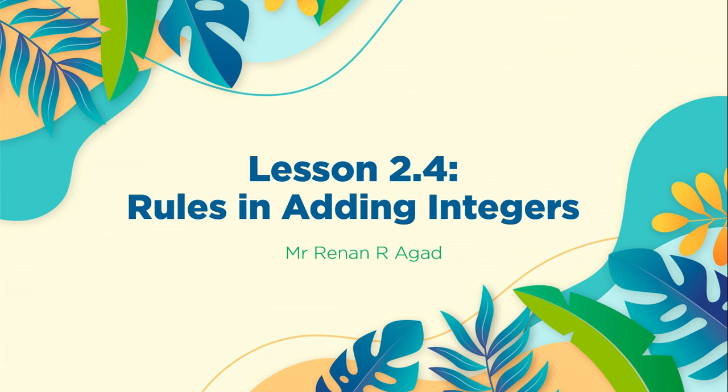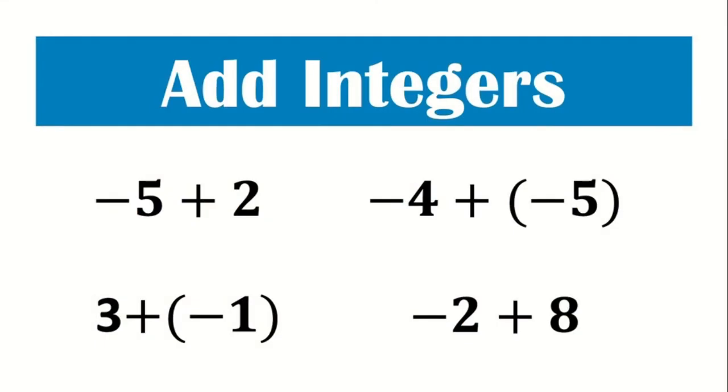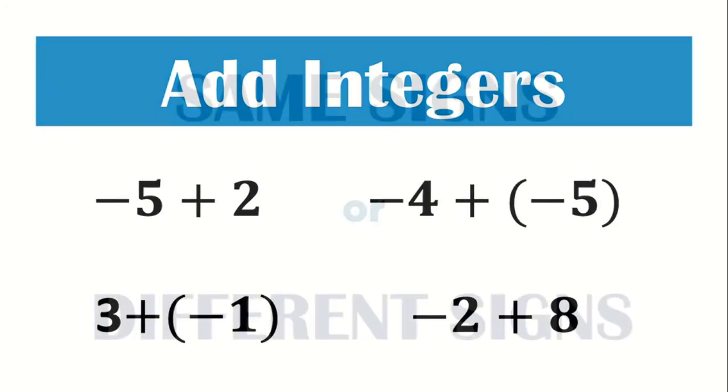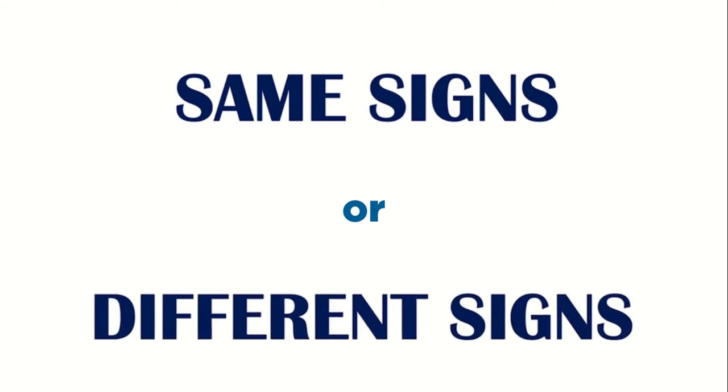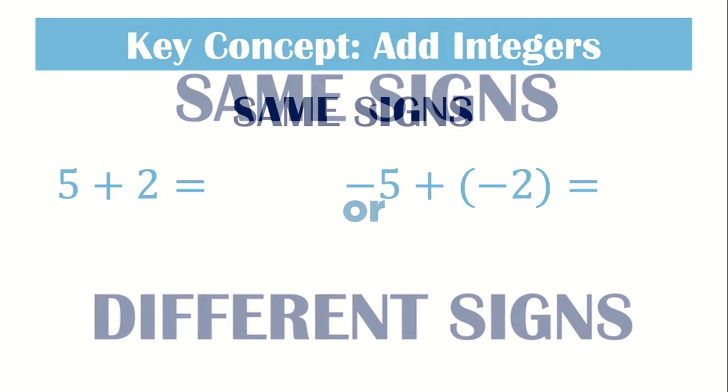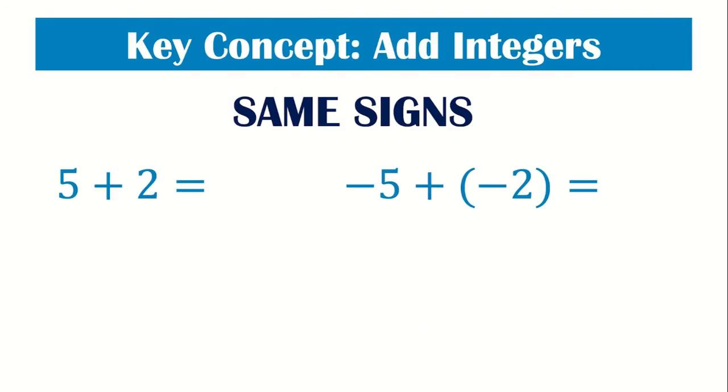Rules in adding integers. Here, we will learn how to add two integers. The rules in adding integers are divided into two sets: adding two integers with the same signs, or adding two integers with different signs. Let's start with our first one, which is all about adding two integers with the same signs.